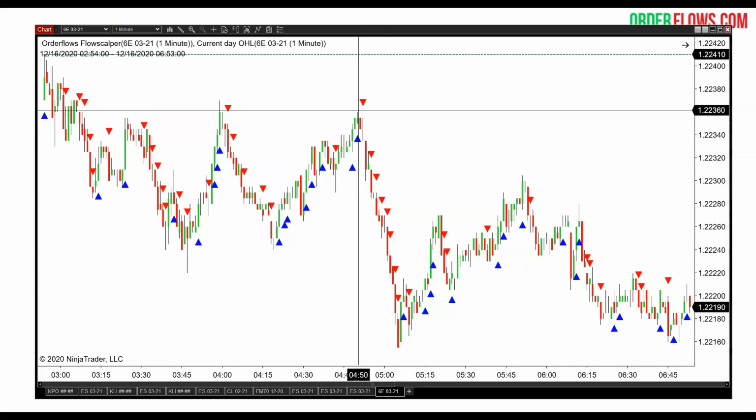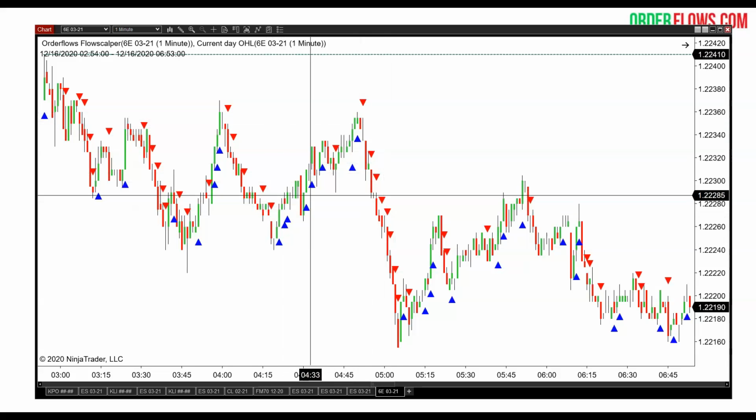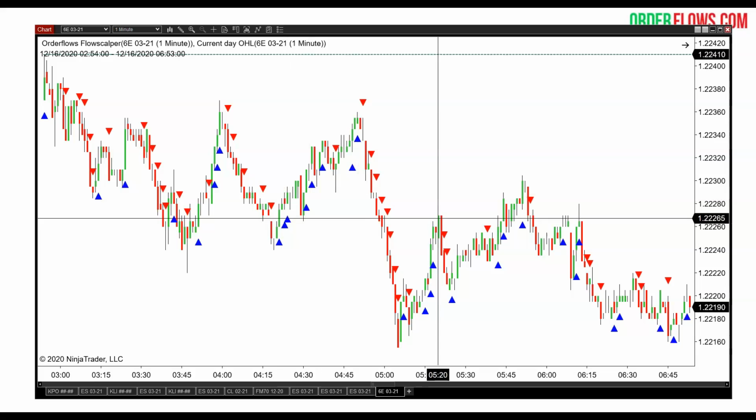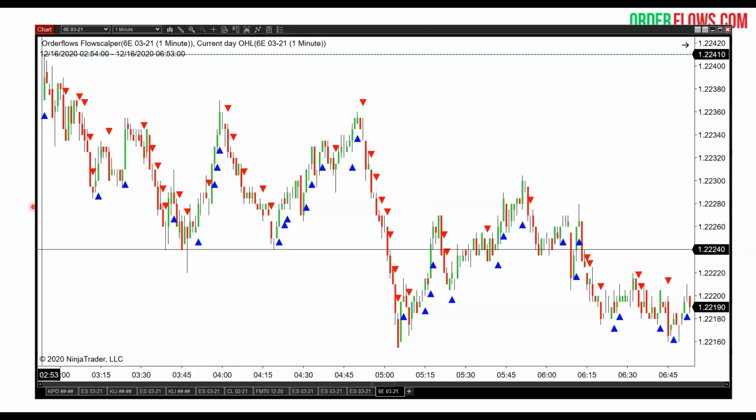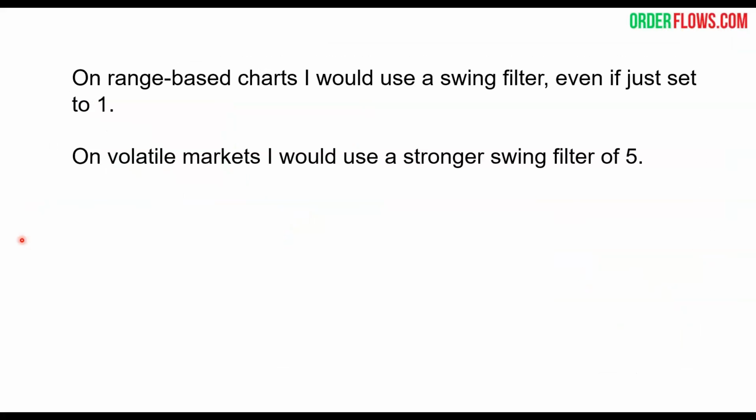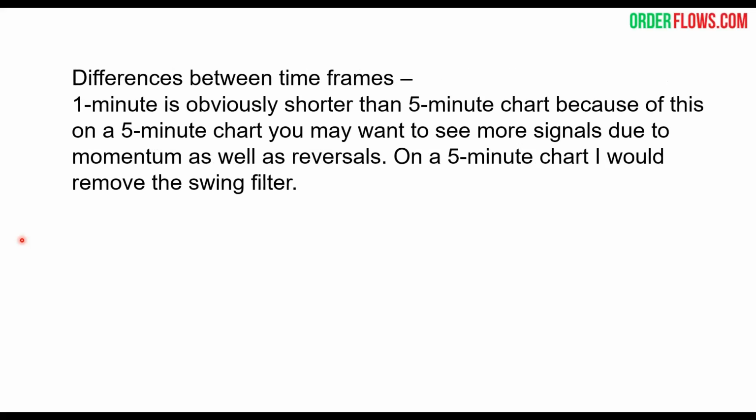But as we were programming it and I was giving my input, I said actually it can be used on longer time frames as well, if you are willing to adjust the settings. So on range-based charts, I would use a swing filter, even if it's just at the 1. On volatile markets, obviously NQ, DAX, I would use a swing filter of 5, pretty strong. Now, 1 minute is obviously shorter than a 5-minute chart. Because of this, on a 5-minute chart, you may want to see more signals due to momentum as well as reversals. So I would remove the swing filter on longer time frame charts.